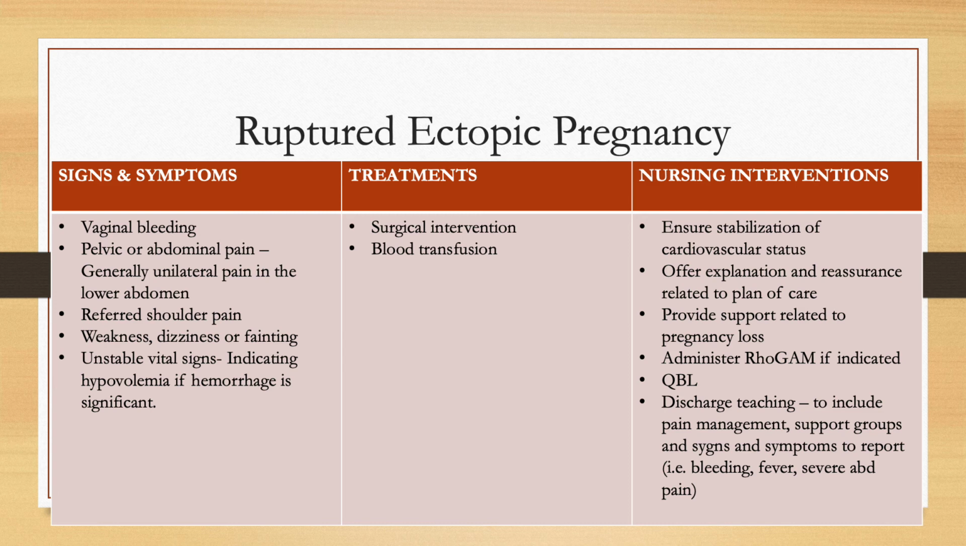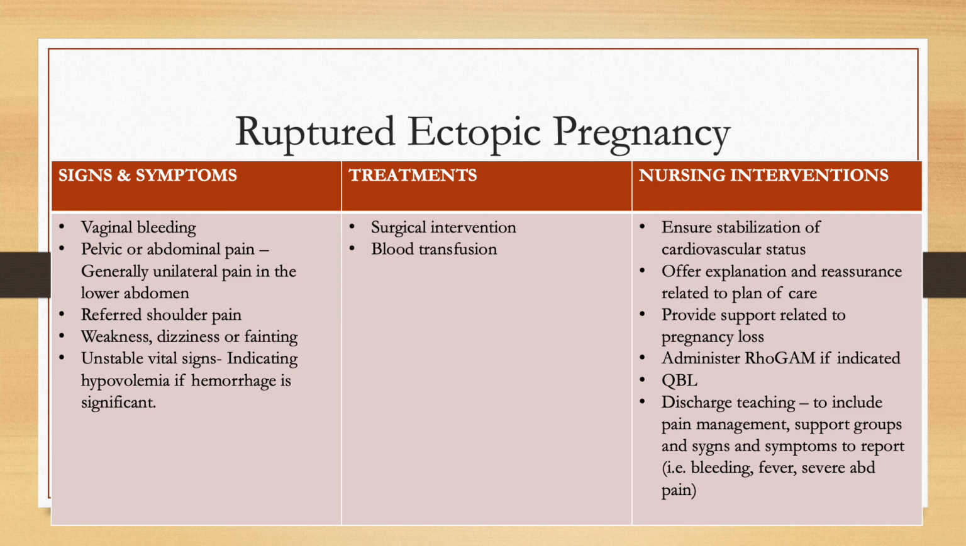With all ruptured ectopic pregnancies or even ectopic pregnancies, you're going to have abdominal pain, pelvic or abdominal pain. It's generally unilateral. Okay, they'll complain of lower abdominal pain either on the right or on the left, depending on where the implantation occurred, if it was in the left or the right fallopian tube.